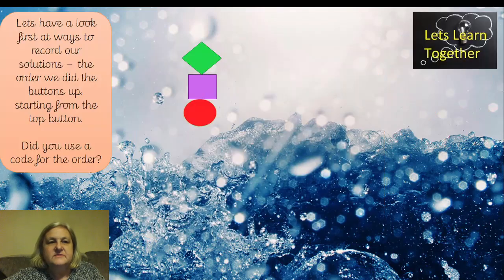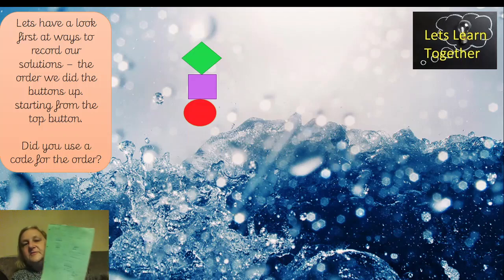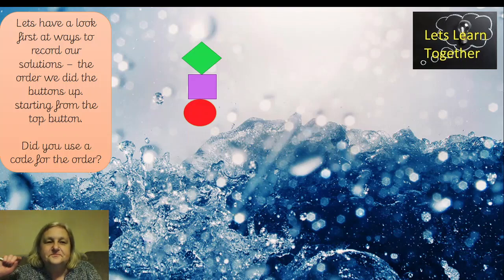So let's have a look first at the ways to record our solutions, because that's the best way of being able to remember them. Okay, Mrs. Ludlow has hundreds of notes. The best way of actually remembering how you do it is to write stuff down. I have post-it notes, I have big things, so even if it's just jottings, use your paper and write down.